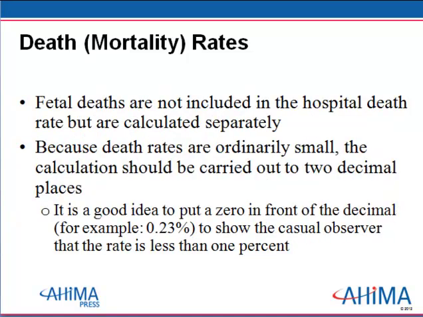Fetal deaths are also not included in a hospital death rate, but they are calculated separately. Because death rates are ordinarily small, the calculation is usually carried to 3 decimal places and rounded to 2. It's a good idea to put a 0 in front of your decimal point, as the example on the slide shows you, to show someone looking at it that the rate is less than 1%.